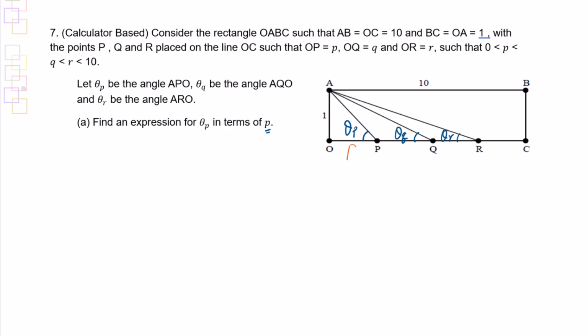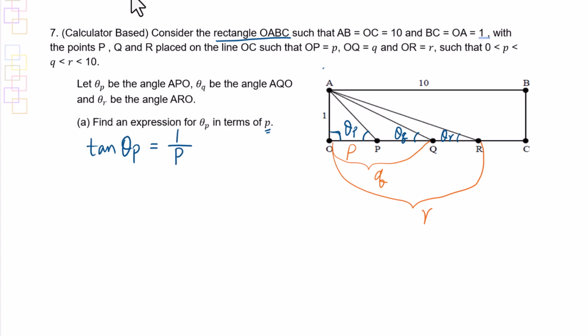OP equals P. OQ equals Q. And OR equals R. We can use SOHCAHTOA for right triangle AOP. Tangent theta P equals 1 over P. So theta P equals arc tangent 1 over P.